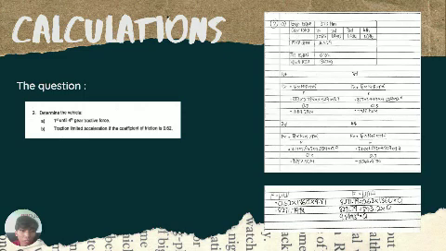And now is question number 2. The question is to determine the vehicle's gear 1 until 4 friction force, and the second is the traction limited acceleration if the coefficient of friction is 0.62. And this is the calculation. We use the formula for friction force, and for question 2 we use force.